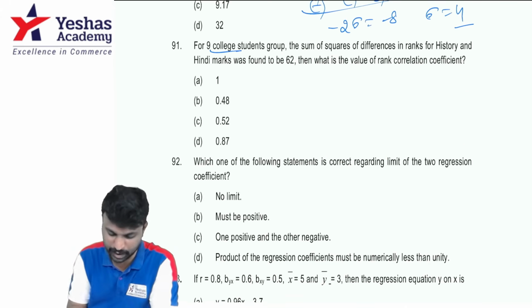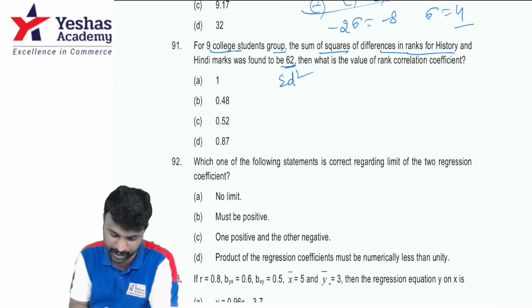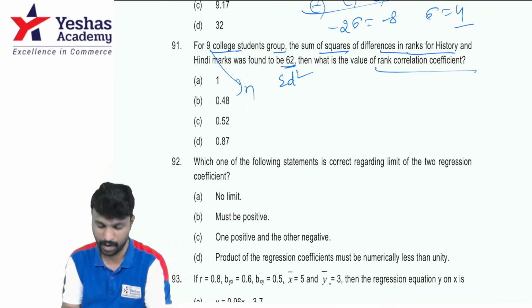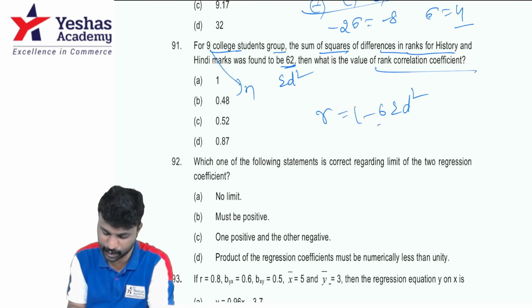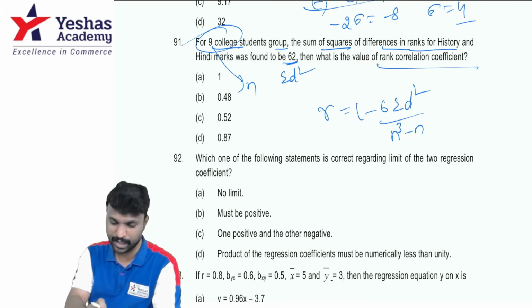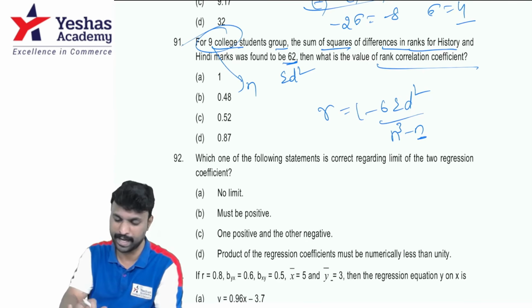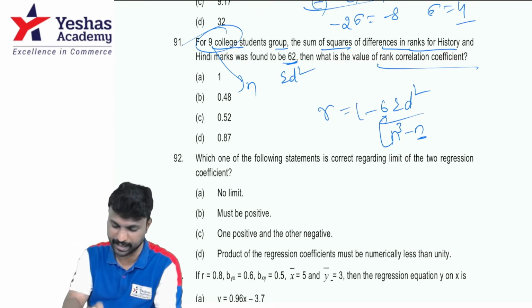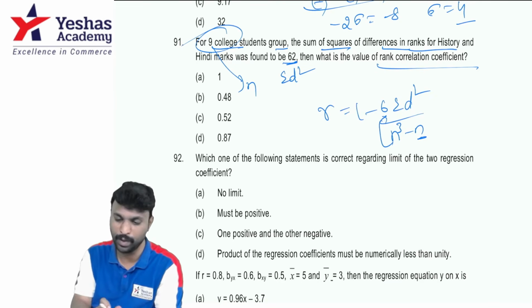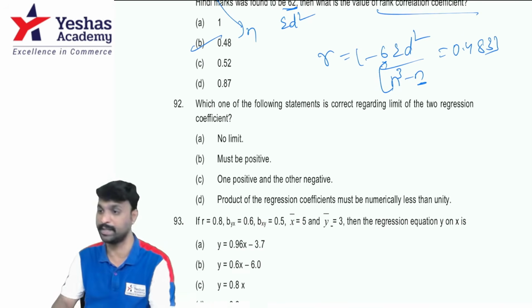Next question, for 9 college students group, the sum of the squares of the rank difference is found to be 62. That means summation D square is given, N is given. We need to find the rank correlation. Formula is 1 minus 6 into summation D square divided by N cube minus N. So solve this first of all. N value is 9. 9 press into equal to twice for cubing it, minus 9. Take it up, divide equal. Take it up, divide equal. Then multiply that with 6 into 6 into summation D square is 62. Now change the sign by pressing plus or minus, add 1 to it. The answer for this is 0.4833. So option B is the right answer.